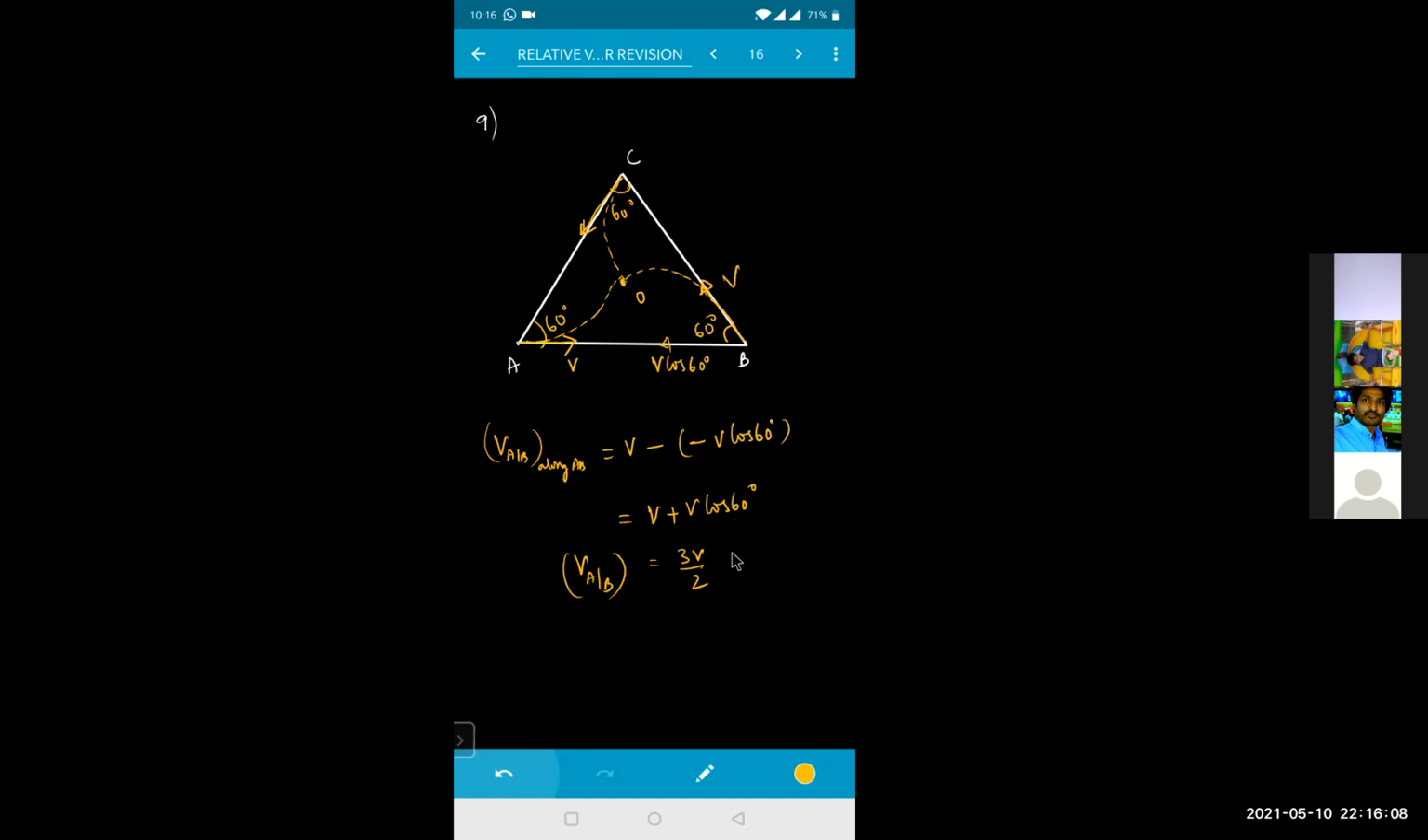3 by 2 times of your V. Is it clear? So if I am taking right now, this is the velocity of your A in this direction. And here this is the velocity V, and this is making an angle of 60 degrees. So resolve this one into components. So this one is V into cos of your 60.